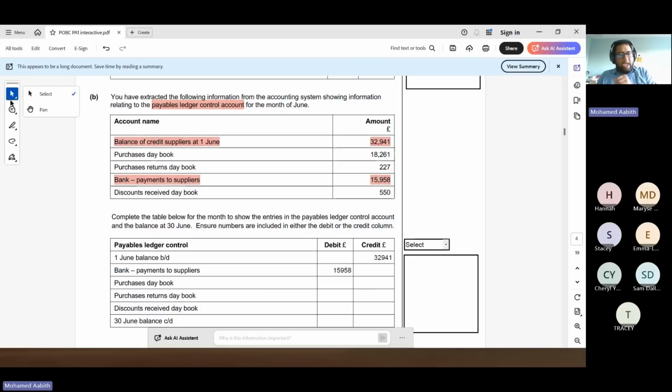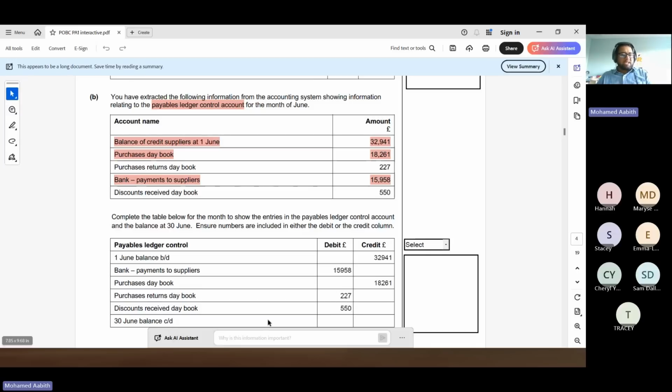Next one is the purchases day book. That has to be going on the credit side. The more I buy, the more it is going to cost me to pay them later. That means my liability is going to be increased. Therefore, it has to be on the credit side, 261. And everything else, if I notice this, in the payable ledger control account, anything to do with the purchase return day book and the discount received day book will reduce their balances. Why? They are reducing your liability. So in this scenario, the amounts going here are the purchases returns day book, which is 227, and then discount received is 550.